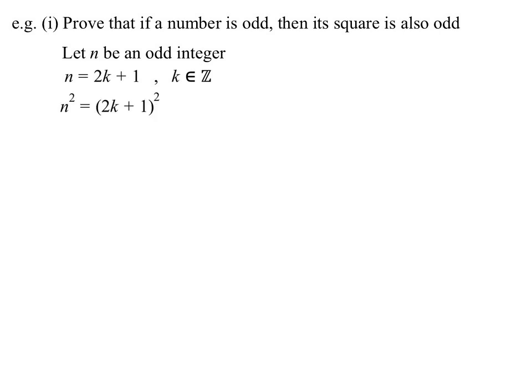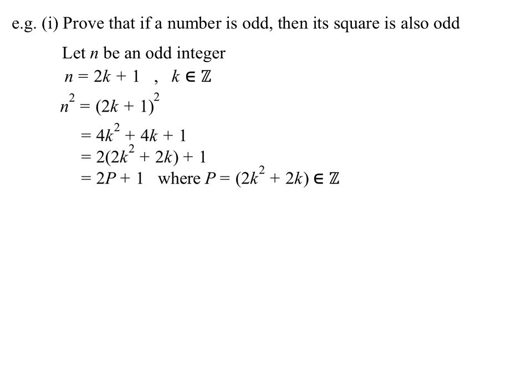Well, let's square it. I want to show that this will also end up in the form of an odd number. n squared will be (2k plus 1) squared. Expand it out, and I can group it in such a way that I do end up with 2 times some factor plus 1. And that factor, 2k squared plus 2k, must be an integer, because we know k is an integer. When I square an integer, I get an integer. When I multiply by an integer, I get an integer. When I add an integer with an integer, it's got to be an integer. So yeah, if n is odd, then n squared is also odd.